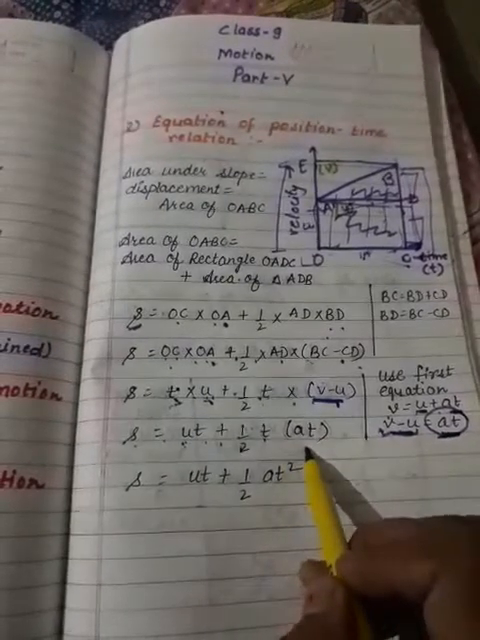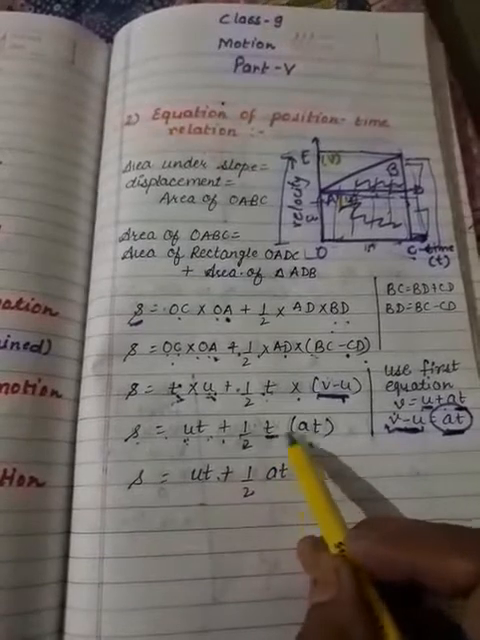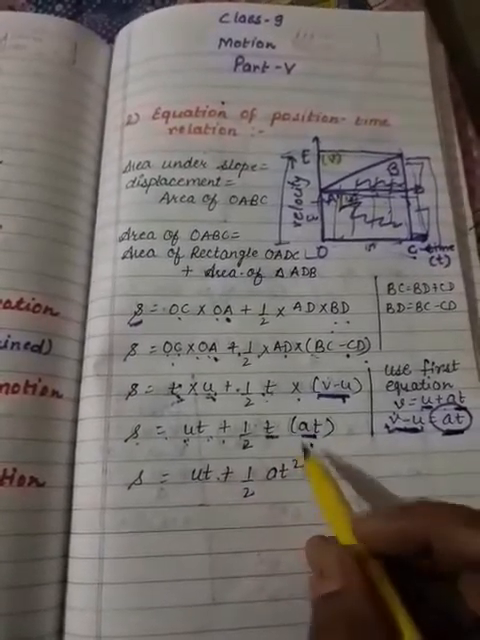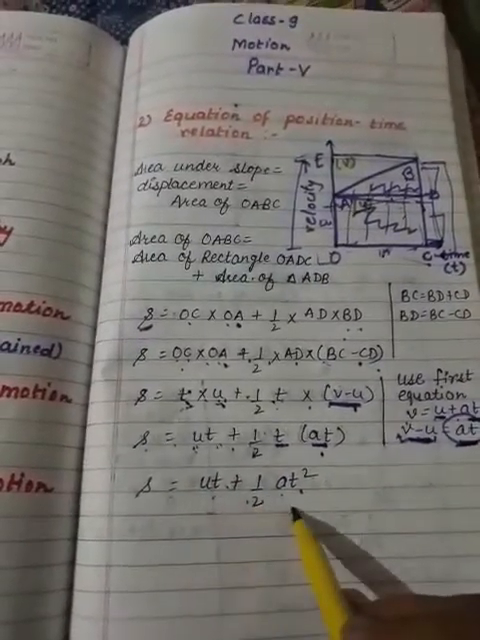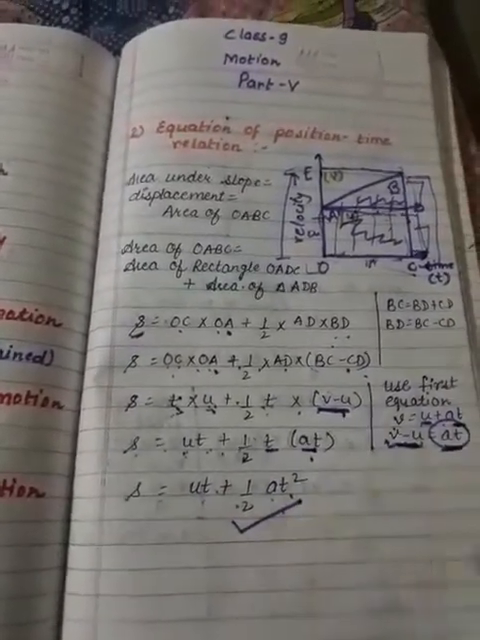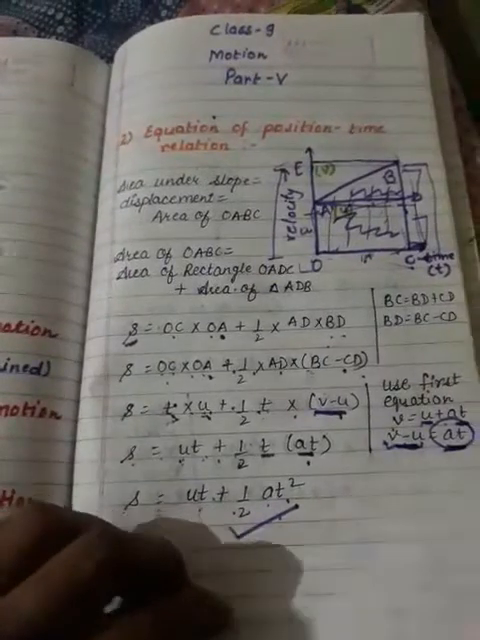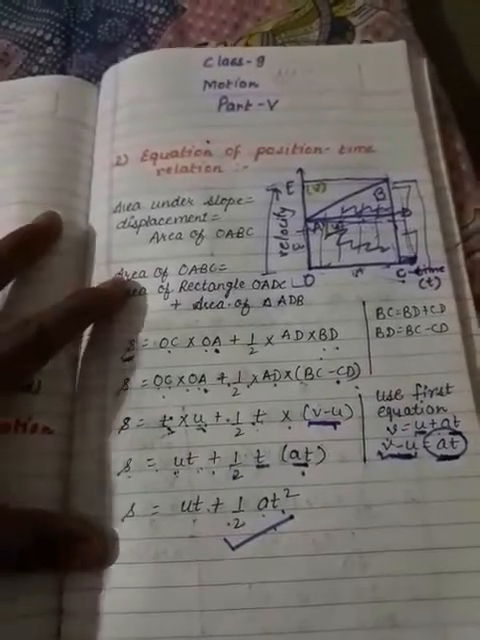So write here: now multiply again ut plus half. When we multiply this t by at, we will get at square. S is equal to ut plus half at square. It is our second equation of motion, which is known as the equation of position-time relation. It is very easy because it is derived from the first equation only. So practice again and again.